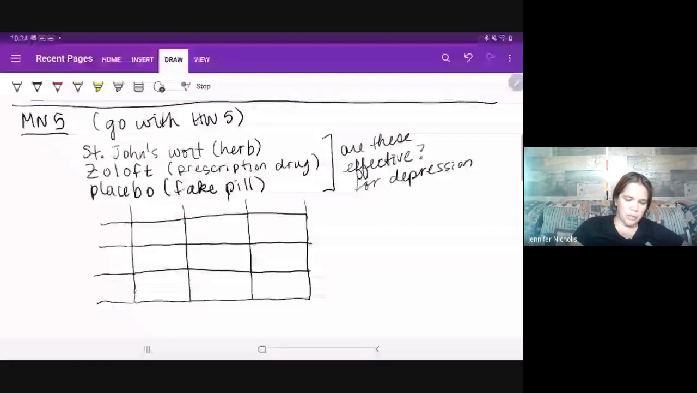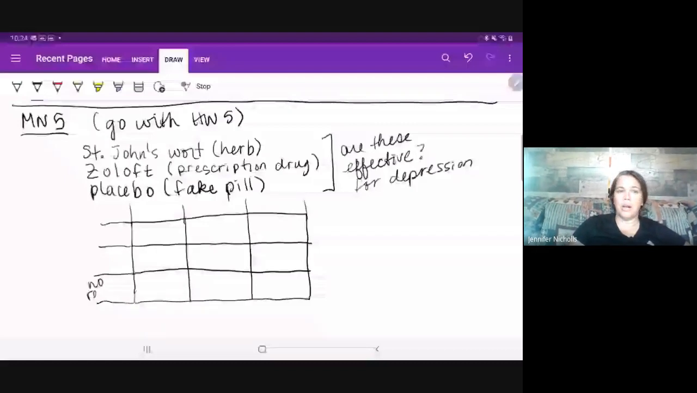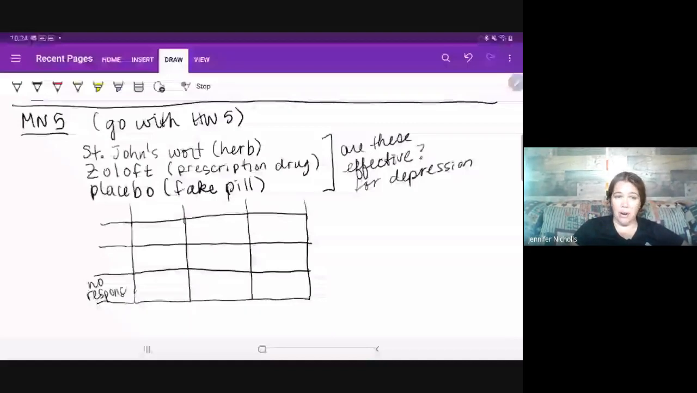So no response would be no help. Your depression was exactly the same 8 weeks later after taking these pills than originally. That's what no response means. Partial response means it helped you a little bit. You were still depressed, but not as bad. And then full response means that it worked really well and you don't feel depressed anymore.